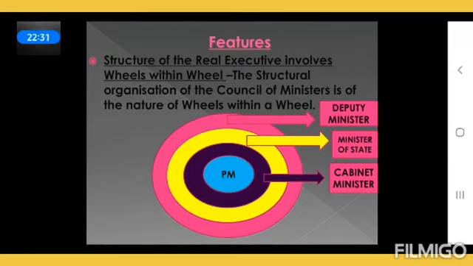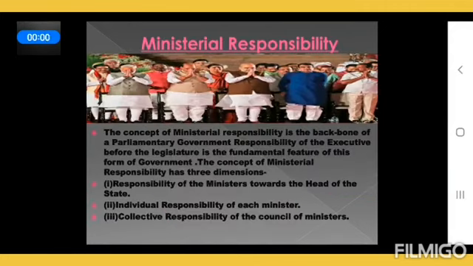Okay, I hope it's very clear, right, students? So next, students, now let us discuss another feature, that is ministerial responsibility. So let me read it out. The concept of ministerial responsibility is the backbone of a parliamentary government. Responsibility of the executive before the legislature is the fundamental feature of this form of government, right?